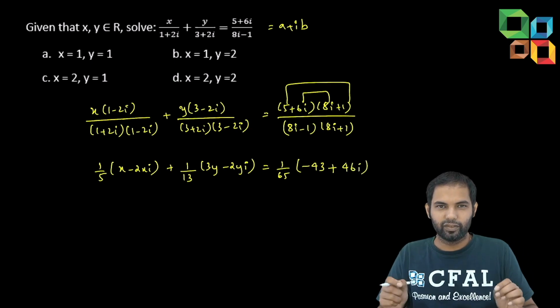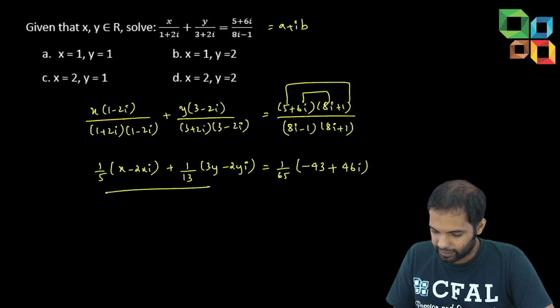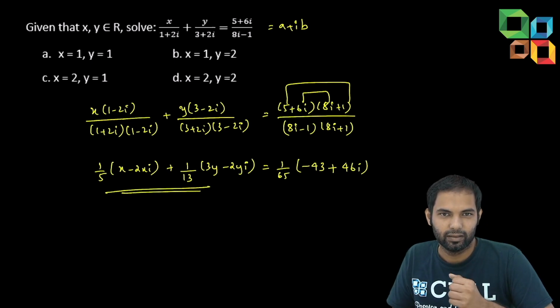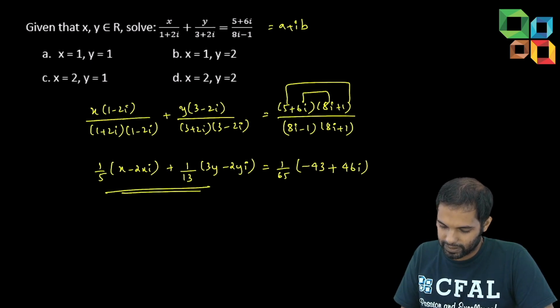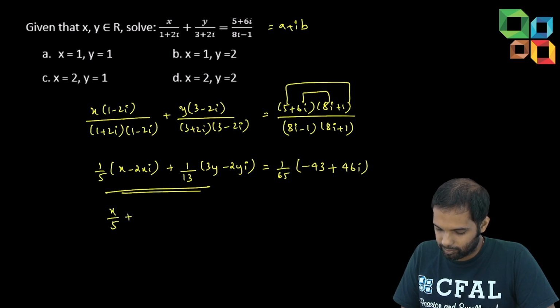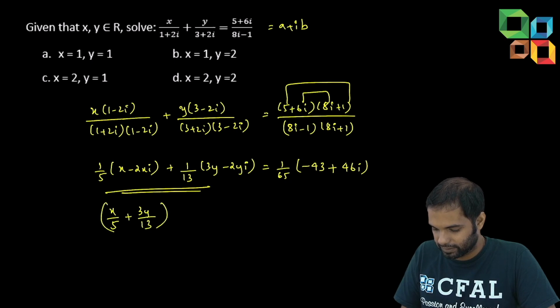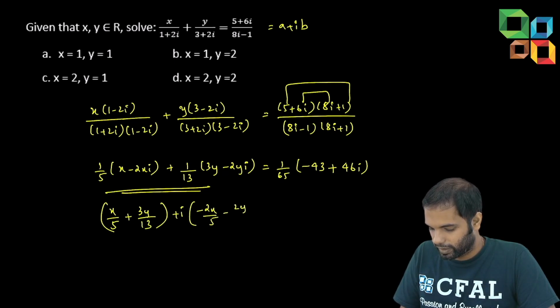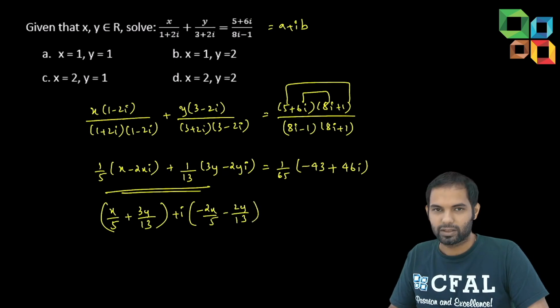Okay. Now I just have to equate both sides. Let me just try to simplify the left-hand side even better so that I combine the real part. So it is x by 5 plus 3y by 13. Okay, this is the real part. Imaginary part. So let me keep i outside. So it will be minus 2x by 5 minus 2y by 13. So this is the imaginary.